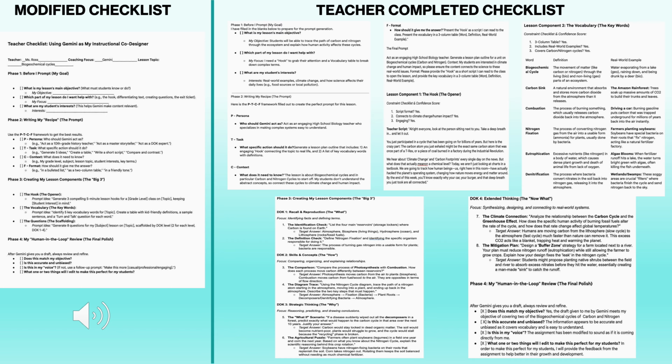In terms of your objective, it was to have students be able to trace the path of carbon and nitrogen through the ecosystem and explain how human activity affects these cycles.